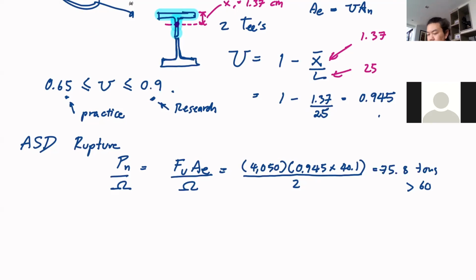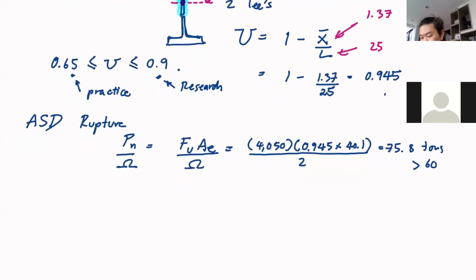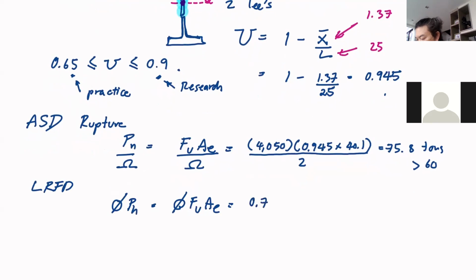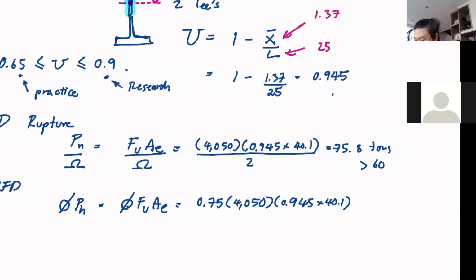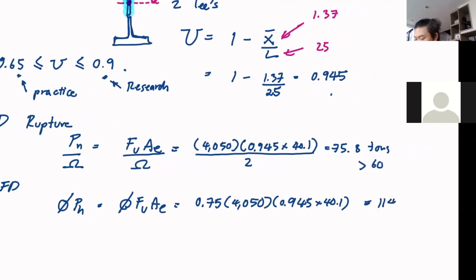That's all, okay? So let's say for LRFD, same. Phi P_n is phi F_u A_e, and it's going to turn out pretty much the same. 0.75 times 4050 times 0.945 multiplied by 40.1, and that is 114 tons. Still way beyond 90, so it's still okay, you see.